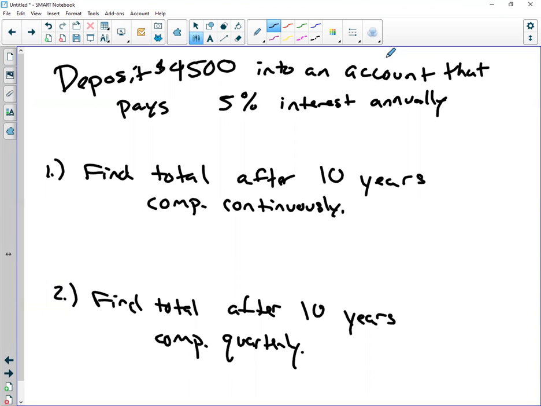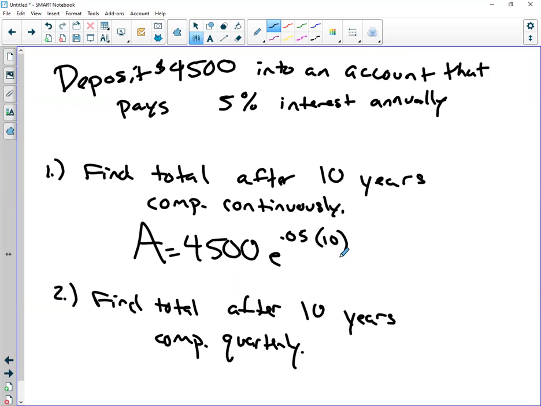So I know that I'm going to have to use A equals P times e to the RT. 4,500 is my principal. Times e, I don't plug anything in there, and then my rate still has to be changed to a decimal, and then I'm multiplying it by 10 for the 10 years that I'm plugging in. Okay.